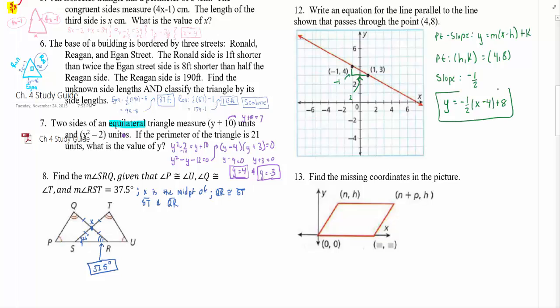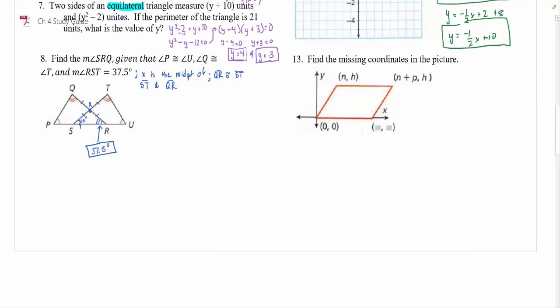If they needed it in slope-intercept form, you can always just distribute the 1/2 and solve. But again, it just depends on what form they need it in. If I did do that though, if I distributed, this would be y equals negative 1/2 x plus 2. Half of 4 is 2, and negatives cancel, plus 8, and you would get y equals negative 1/2 x plus 10 if you went in slope-intercept form. So either one of those is fine.